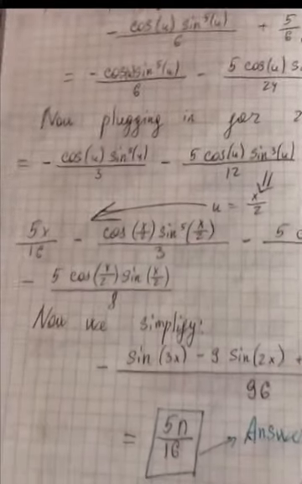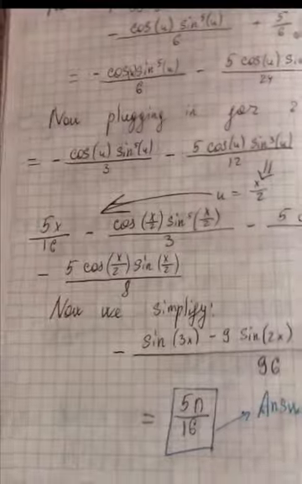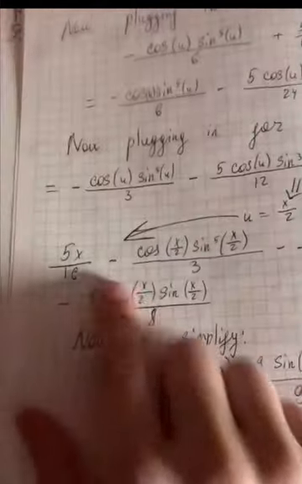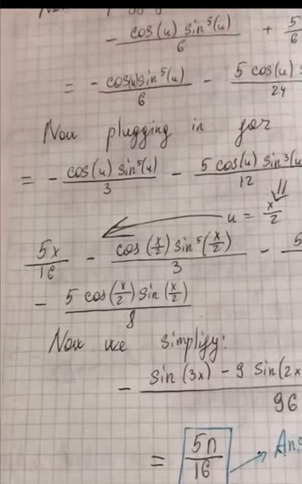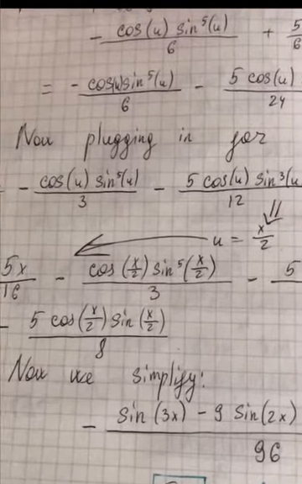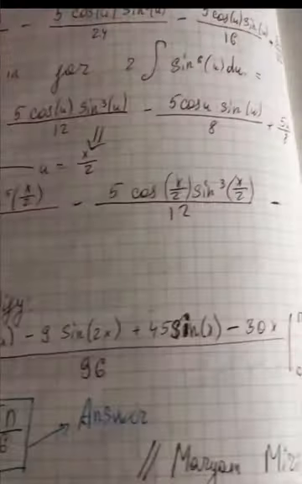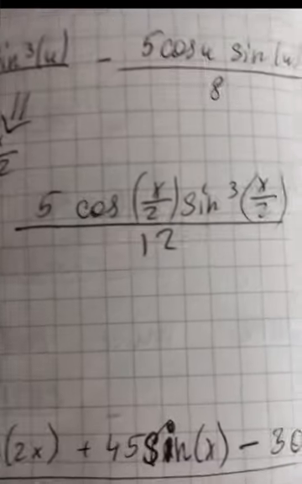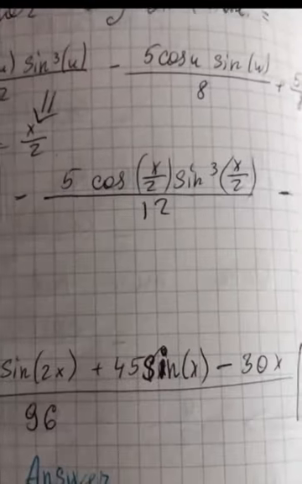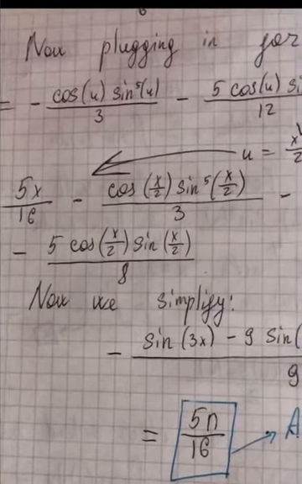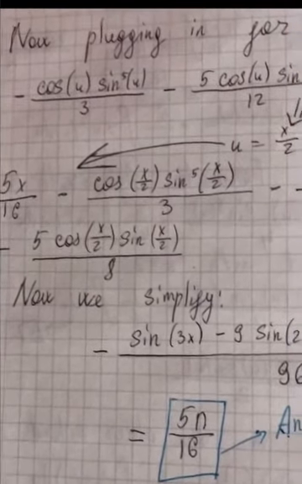Then we replace u with x divided by 2. We get 5x divided by 16 minus cosine x/2 times sine raised to 5 of x/2, divided by 3, all of it. Then minus 5 cosine x/2 sine cubed x/2 divided by 12, minus 5 cosine x/2 sine x/2 divided by 8.